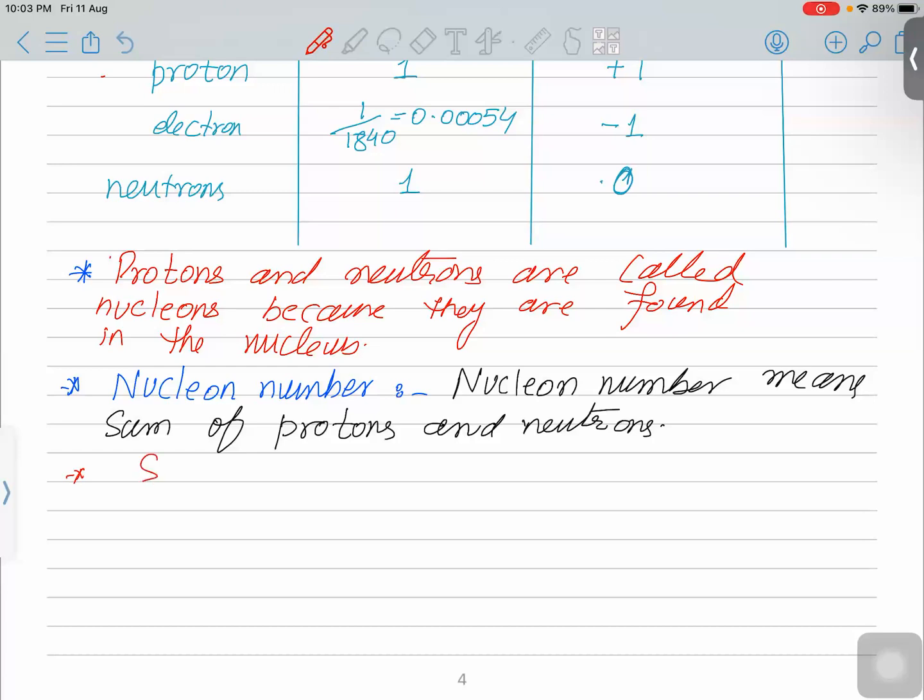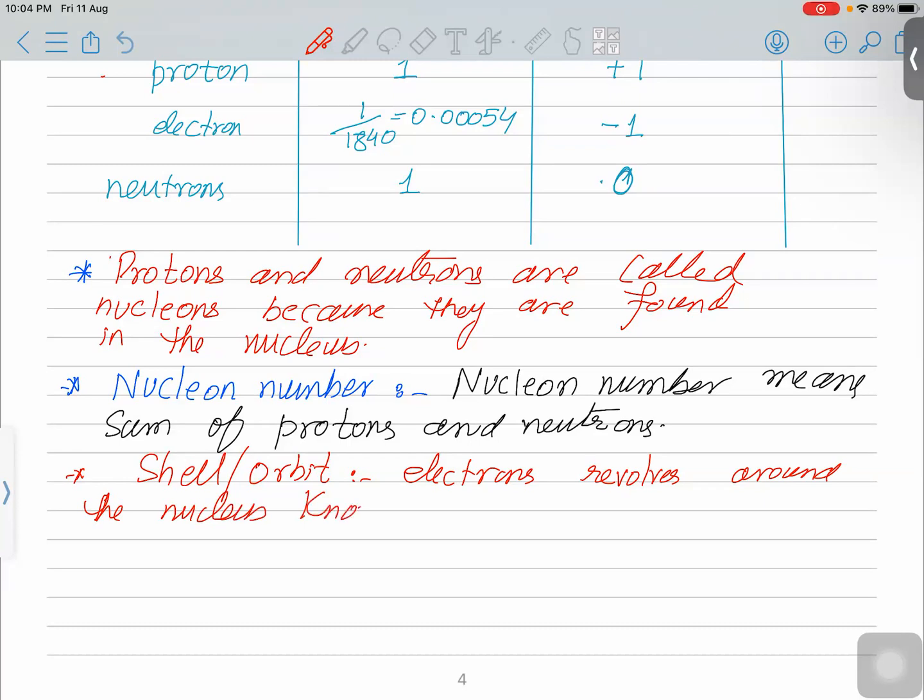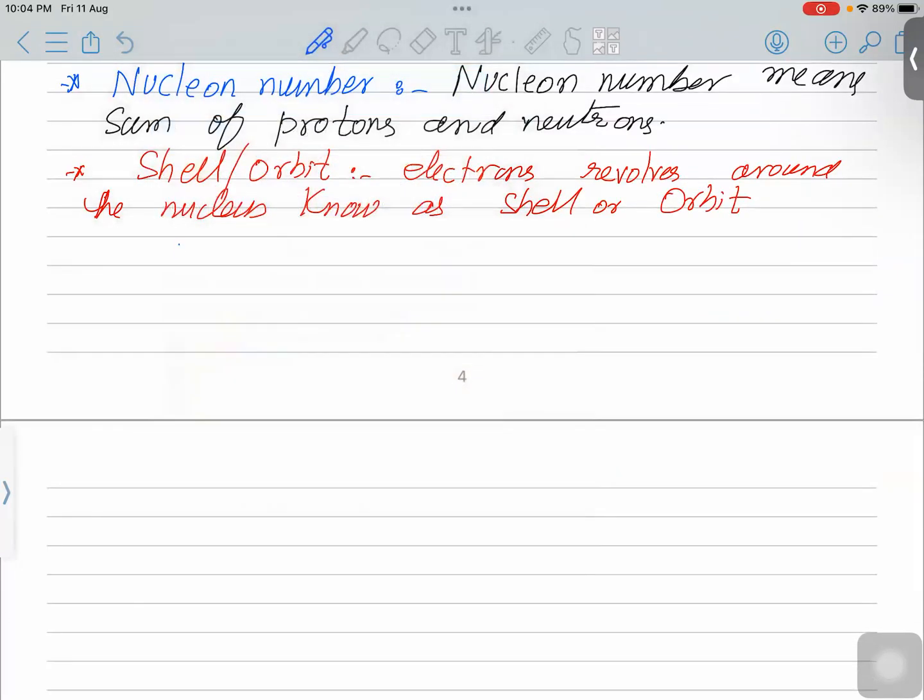So electrons revolve around the nucleus in what is known as a shell or orbit. Now look at the example of sodium. Sodium has 11 electrons. And in the nucleus we have 23 protons and neutrons, right?